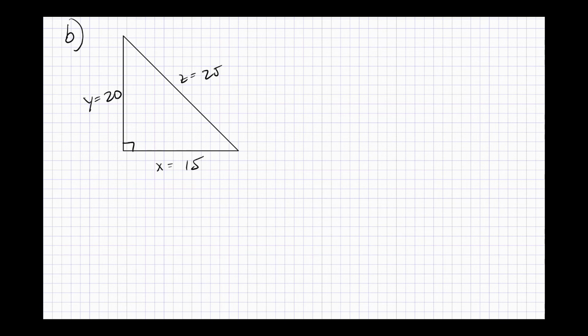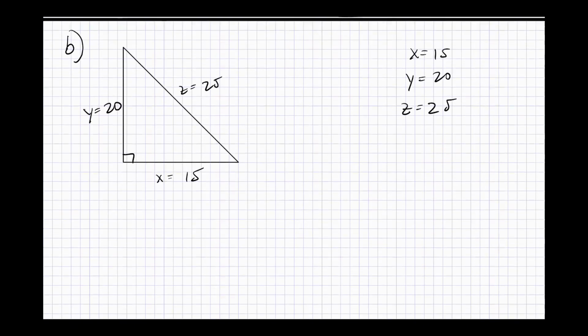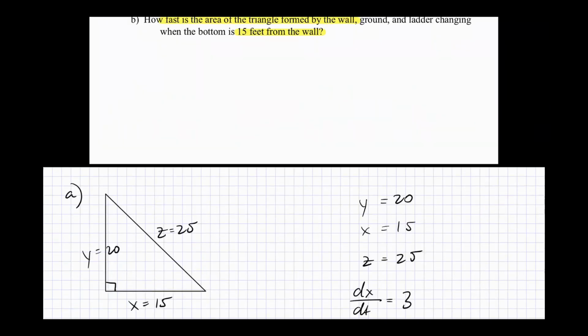So let me draw it one more time. X, Y, Z, so this is still 25, this is still 15, and this is still 20. None of that's changed. Okay, so let me label that X is 15, Y is 20, Z is 25. Okay, let's go back up.